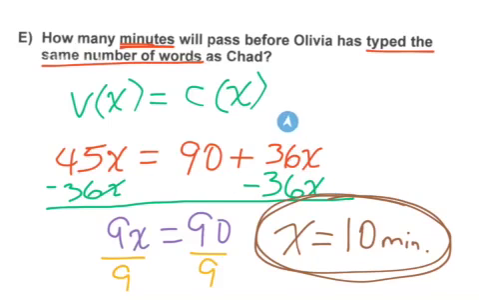And in this case, subtracting the 36x on the right-hand side, do it on both sides, leaves me with 9x. The 90 just drops down. We divide by 9 on both sides. After 10 minutes, Miss Olivia will have equaled Chad, and then every minute after that, she will be typing more words than him.